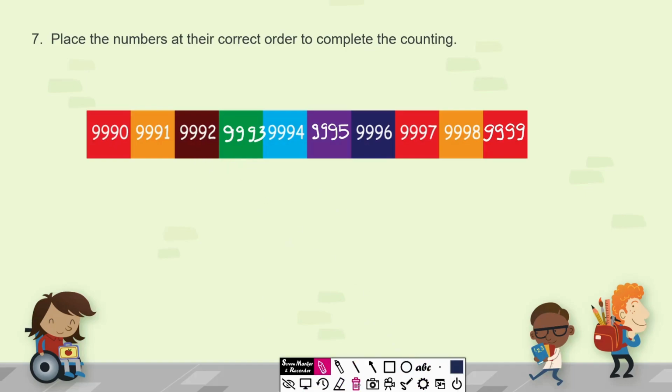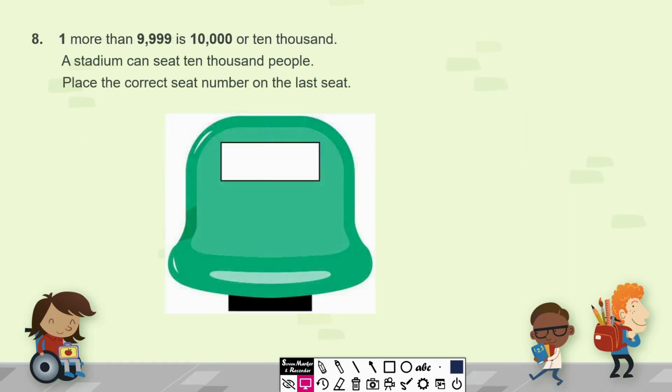Okay, let's check the answer. After 9992, it should be 9993, then 9994, 9995, 9996, 9997, 9998, then 9999. So we did it correctly. Let's move further. 1 more than 9999 is 10,000. Yes. 1 more than 9,999 is 10,000. Okay. So a stadium can seat 10,000 people.